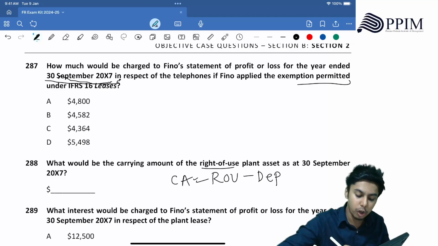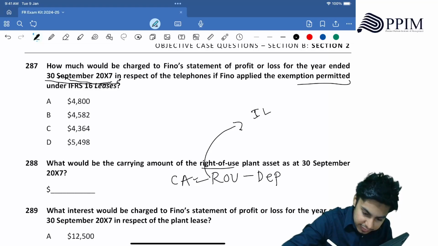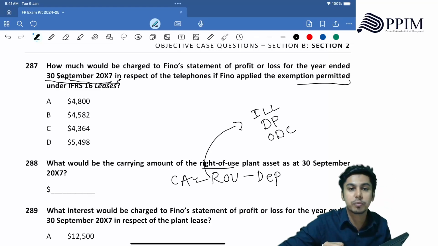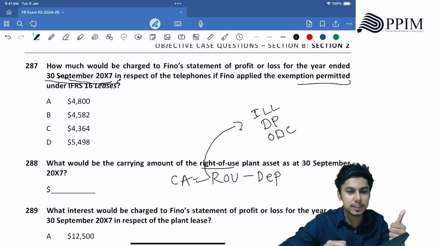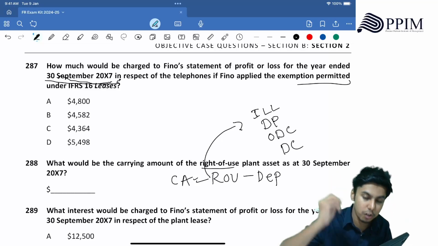Normally how do you find right of use in accounting? We add 4 things. What are the 4 things? Initial lease liability, down payment, other direct cost. Other direct cost means what? Documentation charges, installation, transportation, and dismantling cost.